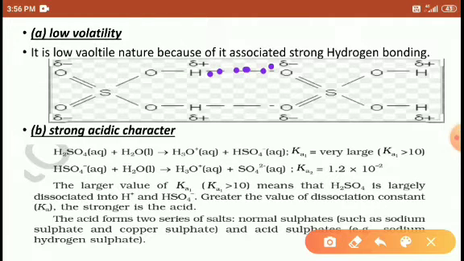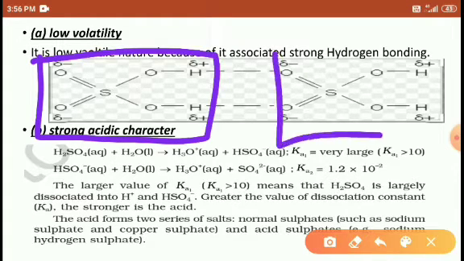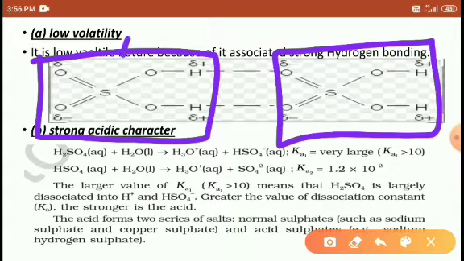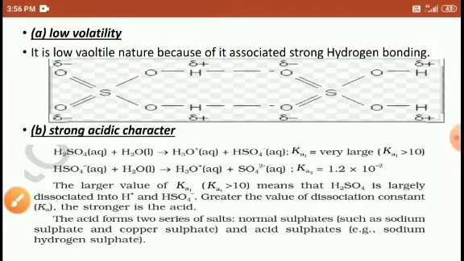This is the first sulfuric acid, H2SO4. This is the second sulfuric acid. The hydrogen shows attraction to the oxygen of the next sulfuric acid molecule. So due to the hydrogen bonding, it is low volatile in nature.